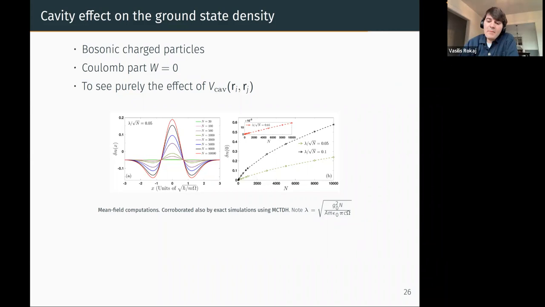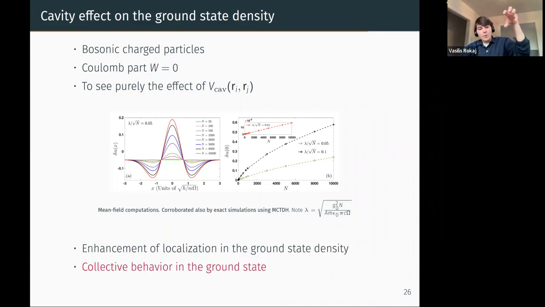So to wrap up this slide, we see from these mean field computations, and we have also done some exact simulations using multi-configurational time-dependent Hartree for larger numbers of particles, that the ground state density of the actual system is shrinking. We see this collective behavior: we put more and more particles, and the cloud shrinks more and more. And this is also a signal for this collectivity that shows up in these experiments.